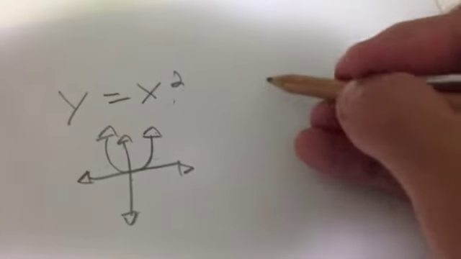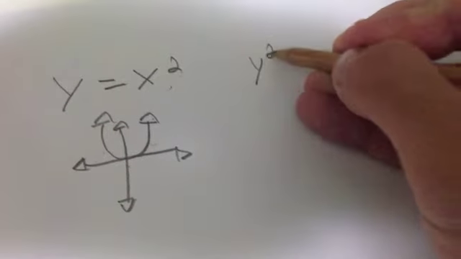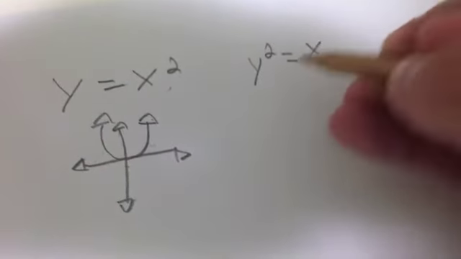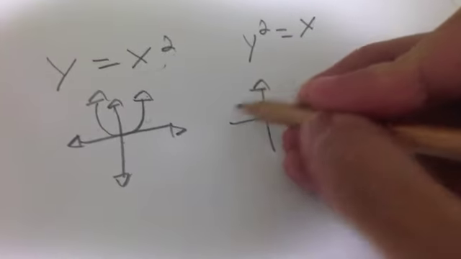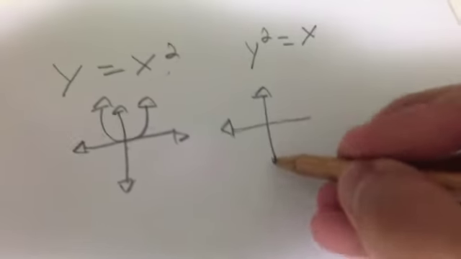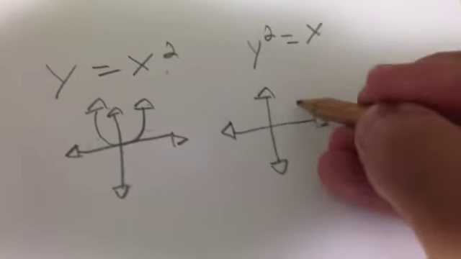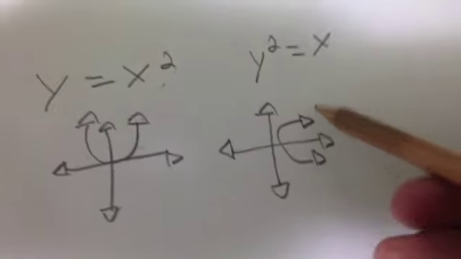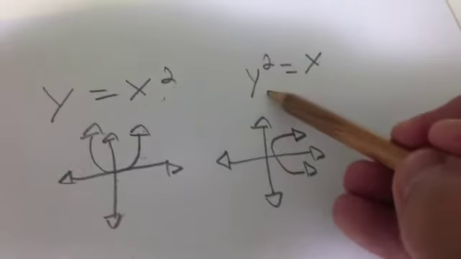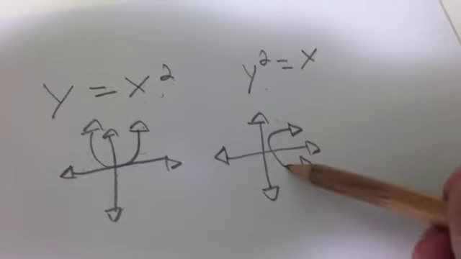So what do we do? First I'm going to show a second example here. So y squared equals x, and this will be graphed right the opposite way. So this is what it looks like. But this is not a function because of the vertical line test.